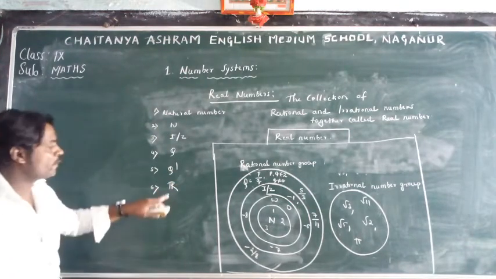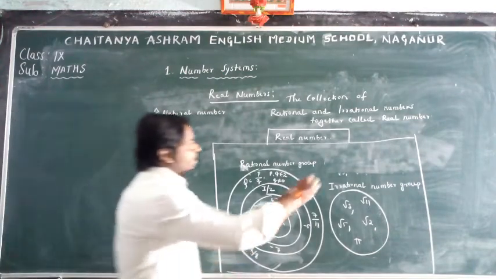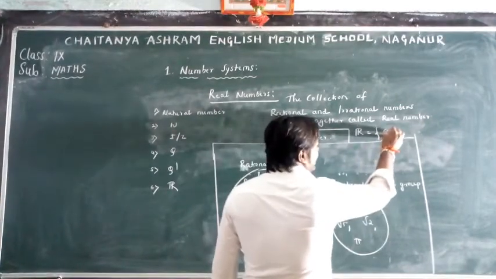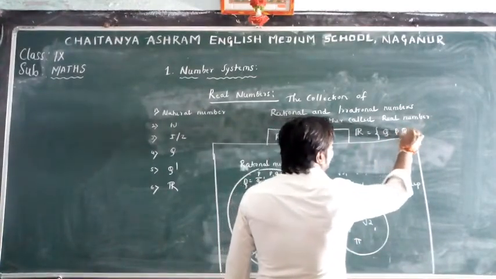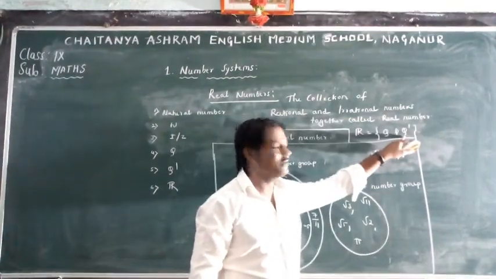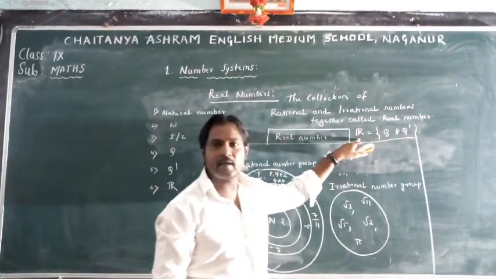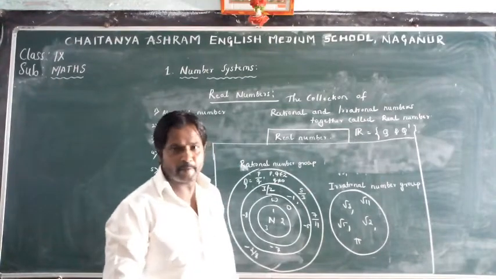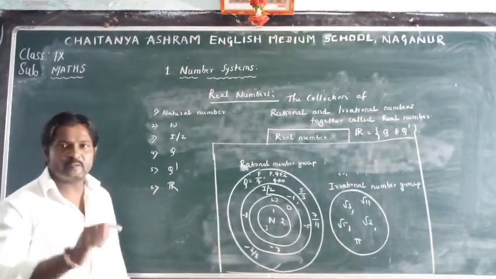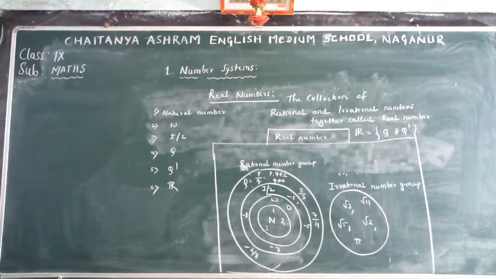This is the symbol for real numbers. Understood? So real numbers are the collection of rational numbers and irrational numbers. Rational numbers are denoted by Q and irrational numbers are denoted by Q dash. So rational and irrational together are called real numbers. Understood? So dear children, write the notes, pause the video. Okay, we'll come back shortly.